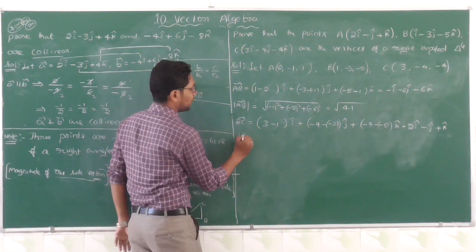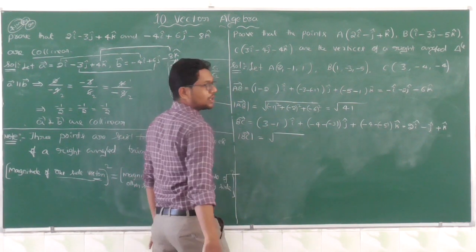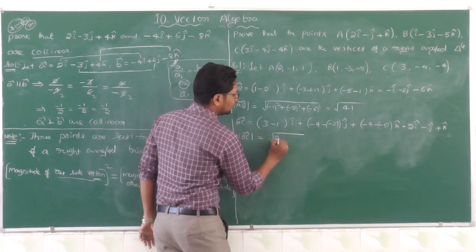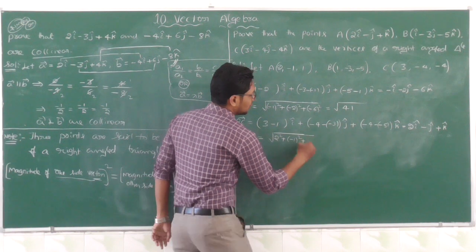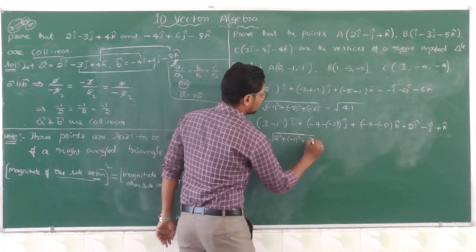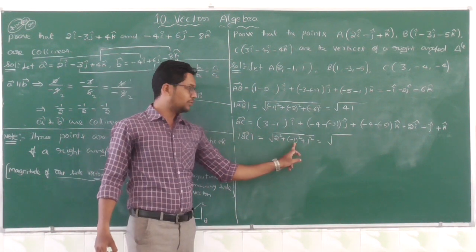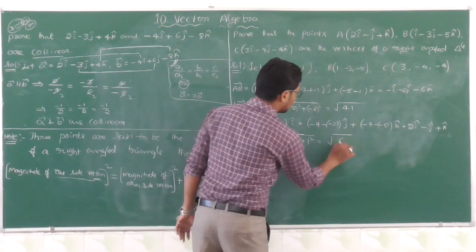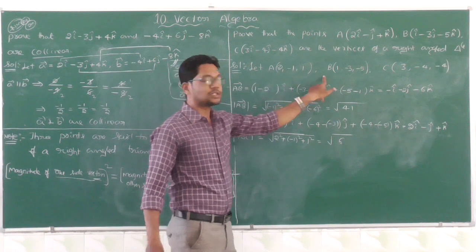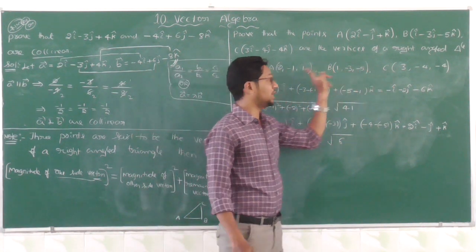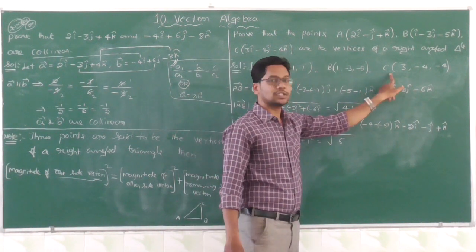Next, find the magnitude of BC vector. Magnitude of BC vector is square root of the i component 2 squared plus the j component minus 1 whole square plus the k component 1 squared, which equals 4 plus 1 plus 1, that is 6. Square root of 6. BC vector is over; AB vector we found out.